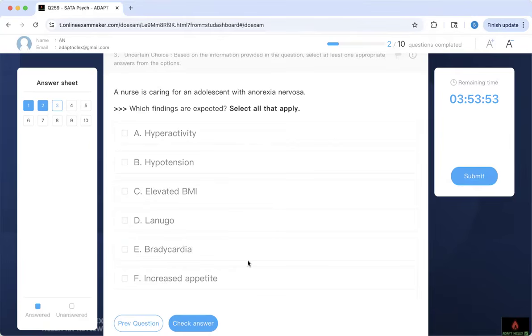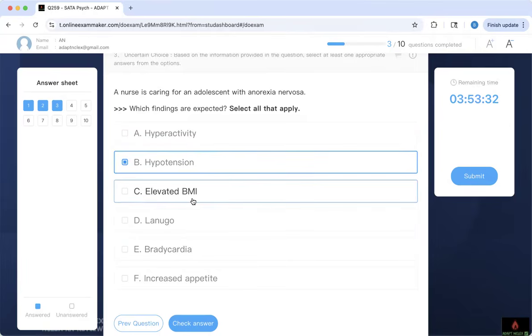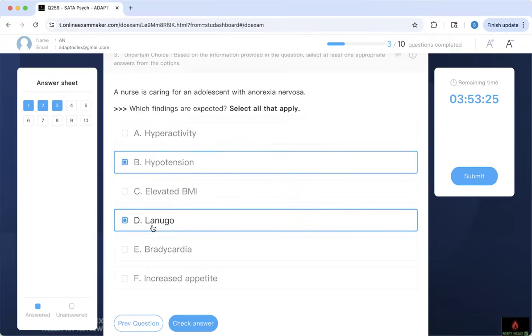Stop the video. Let me know what you should see in an anorexic patient. But I can tell you, hyperactivity is negative. It's a behavior problem, but that's not what you use to diagnose anorexia. Hypotension is a physiological change you see in an anorexic patient. Their BMI is low, less than 18.5. It can be elevated. Lanugo, this is primitive hair on their back that is to protect them.